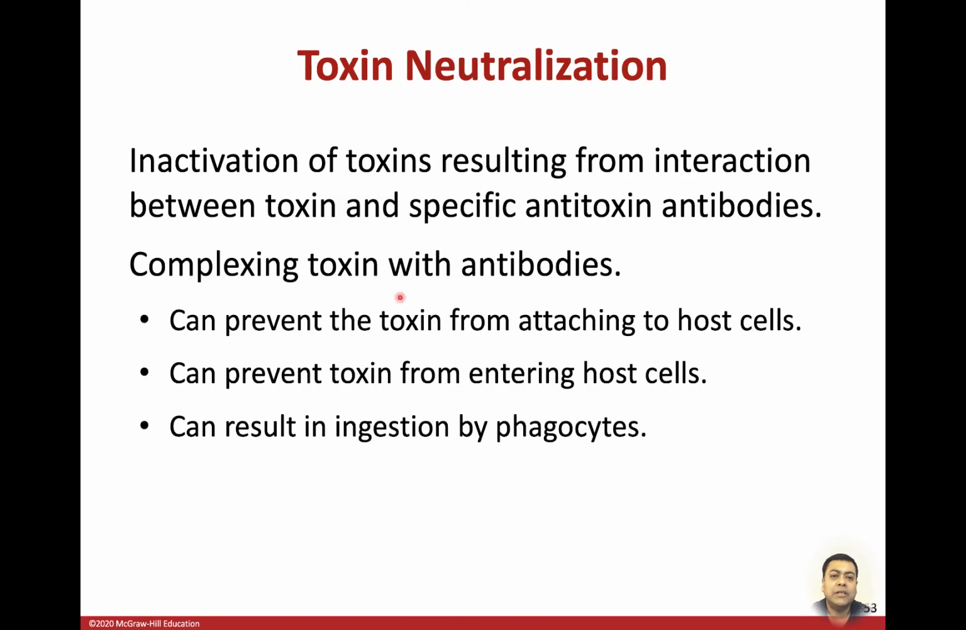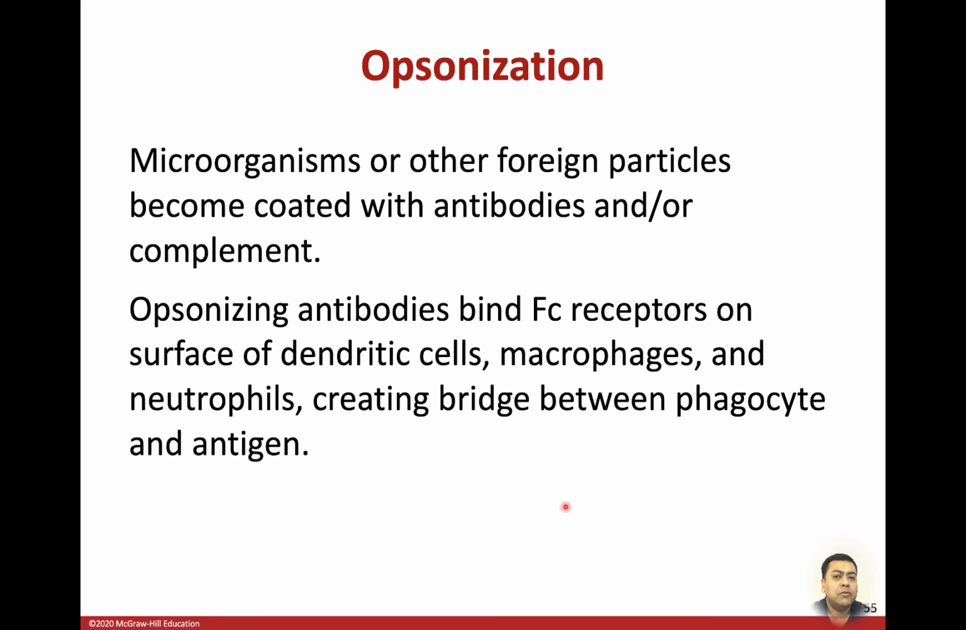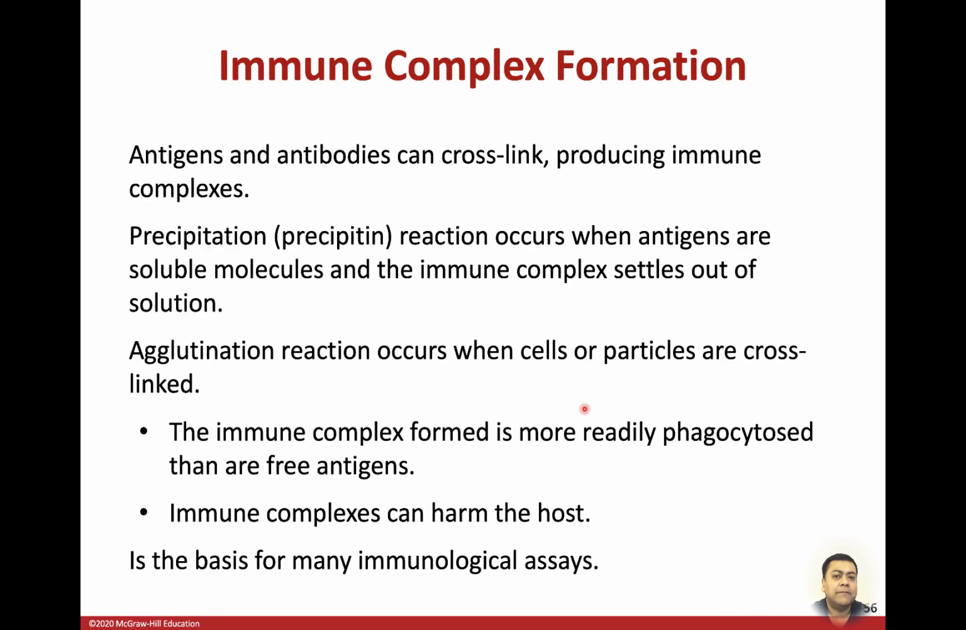So toxin neutralization is the inactivation of toxin resulting from interaction with specific antibodies, and this is self-explanatory. Viral neutralization: we already see that IgG and IgM antibodies can bind to some of the extracellular viruses and inactivate them, and also the fixation of complement component C3 in the classical complement pathway helps in the neutralization process as well. Not only that, it will also trigger the inflammatory reaction. Very, very important. Opsonization, we already talked about in detail, self-explanatory.